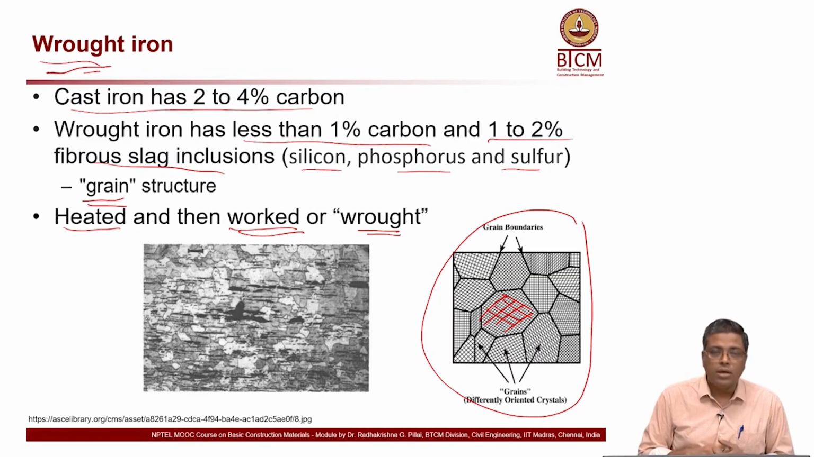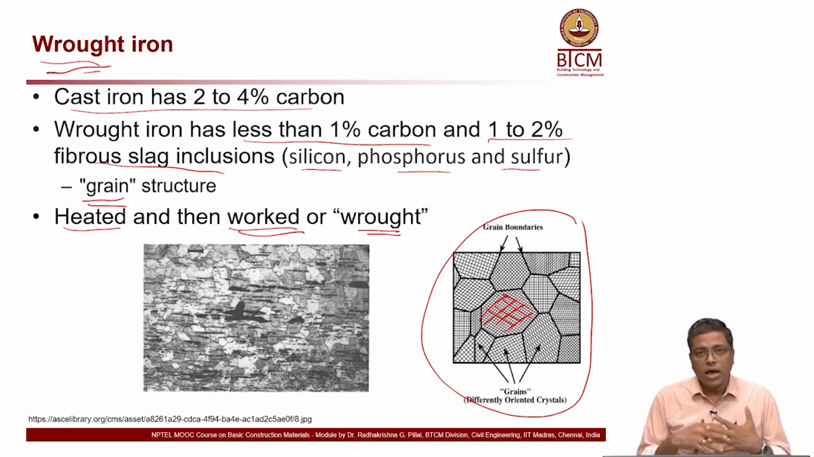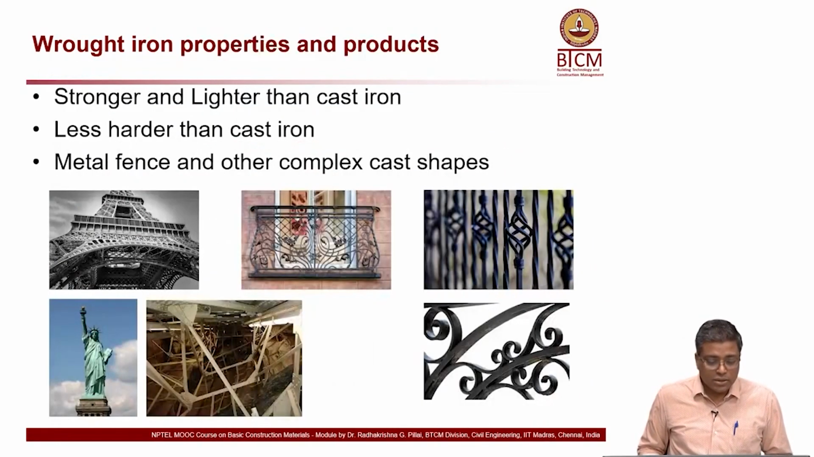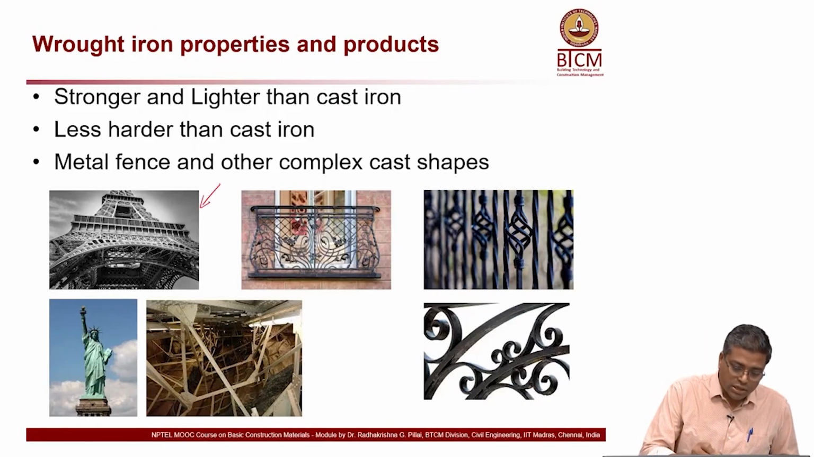these are the three main ingredients, and because of which you have a grain formation, and because of the grain formation its mechanical properties are very different as compared to cast iron and ductile iron, and it is lighter and stronger. Okay, it's lighter and stronger. So, because of these properties, it's used in many engineering applications.